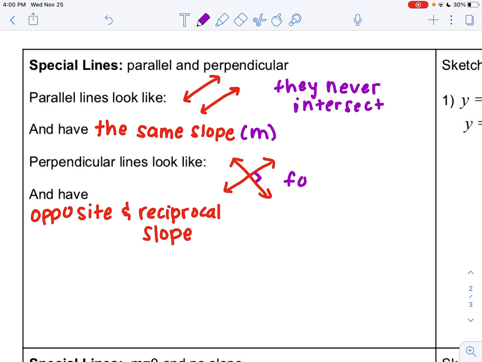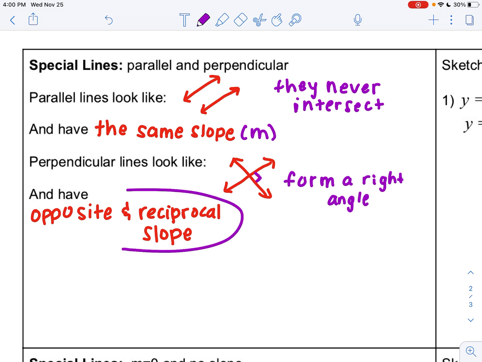So they form a right angle. Now we can have a lot of other lines that intersect but don't form a right angle. You see how here that doesn't form a right angle. A right angle means that every single angle on this is a right angle. All of them, and a right angle is 90 degrees, right? So they form a right angle. That's another special line. And the slopes are opposite and reciprocal.